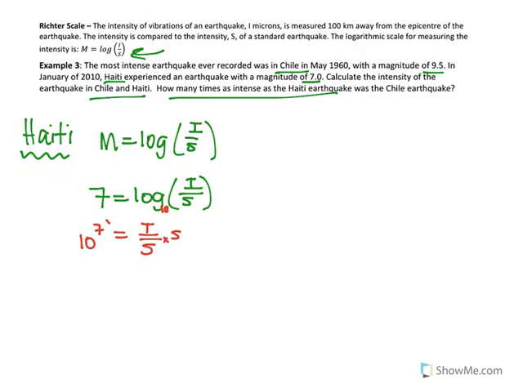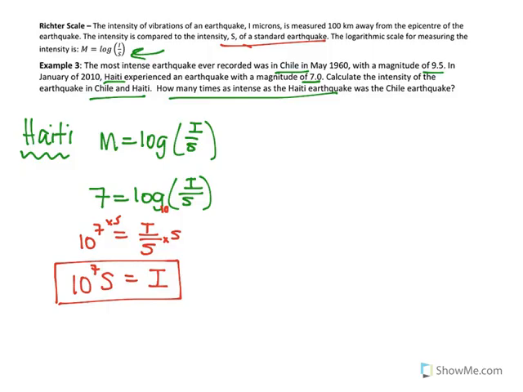And we're going to times both sides by S. So 10 to the power of 7 times S equals I. And S is just a standard earthquake. It's like a unit, like S earthquakes. So the intensity is 10 to the power of 7 S. So 10 to the power of 7 times the standard earthquake.